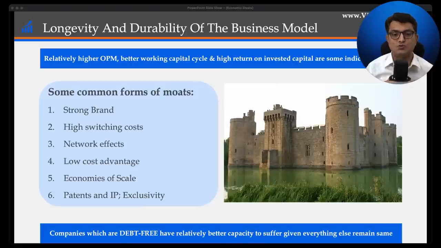The second is high switching cost. What is meant by high switching cost? If you make it so difficult for your customer to switch from one product to another, that is called switching cost. Like that happens with a lot of addictive substances like coffee. You don't like another coffee taste immediately. Or if you are regularly drinking a particular brand of tea, you don't immediately switch to something else. If you are drinking a particular wine or beer, you don't easily switch.